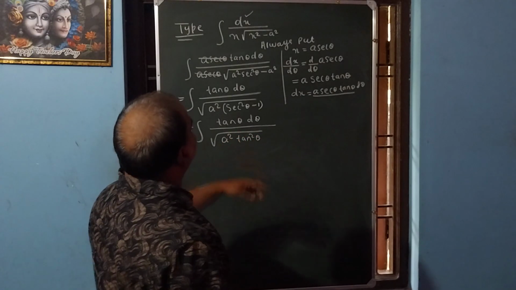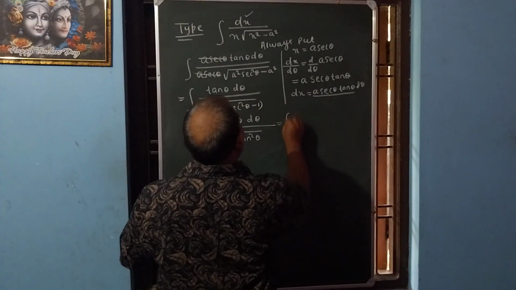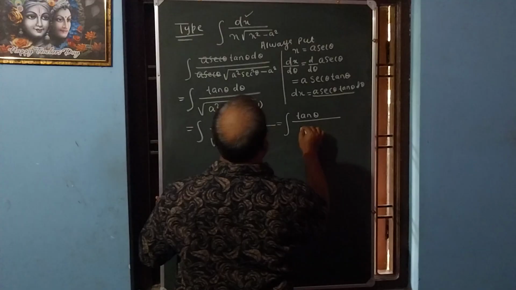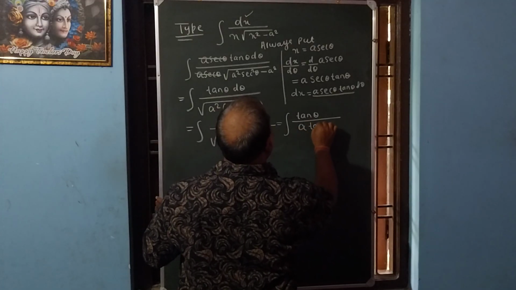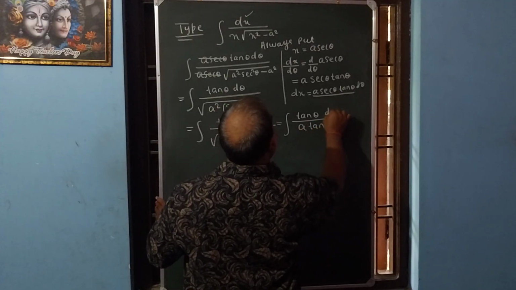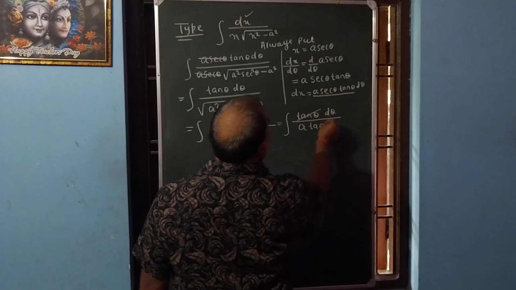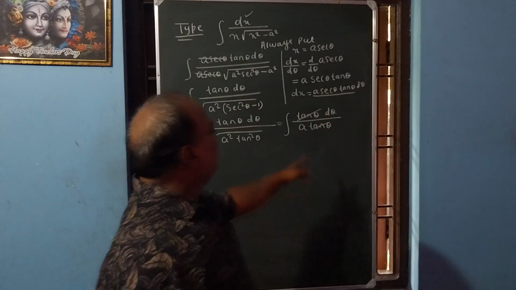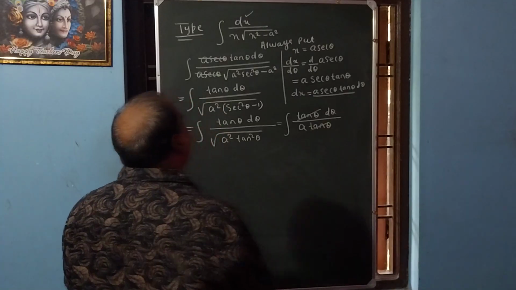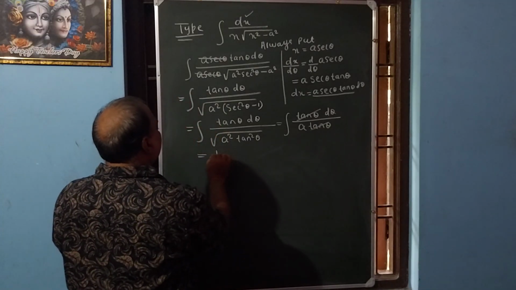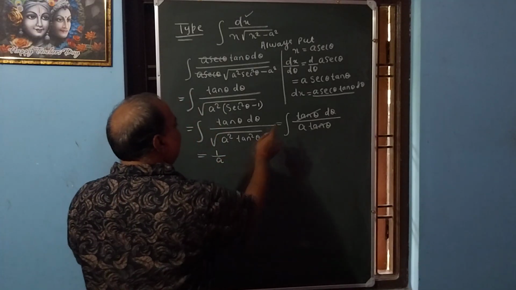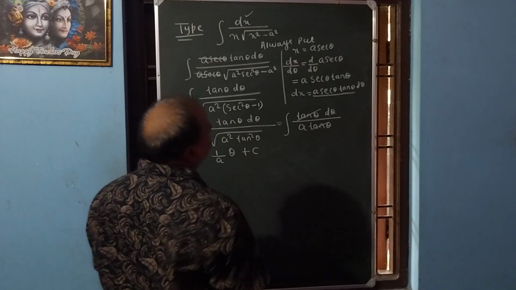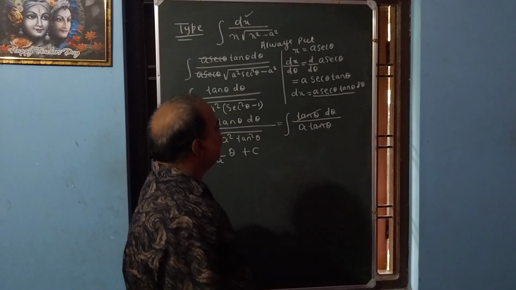So tan theta d theta divided by a square, it is tan square theta. The root over gives a tan theta, so tan theta is cancelled in numerator as well as denominator. 1 by a is a constant that will come outside of the integration. So we get 1 by a integration of d theta, that is theta plus c, and c is called the integration constant.